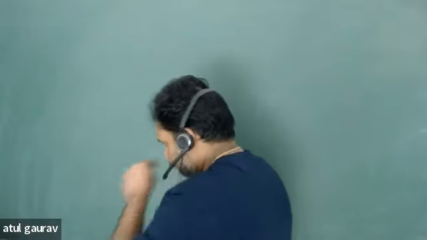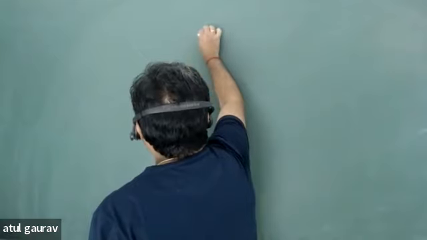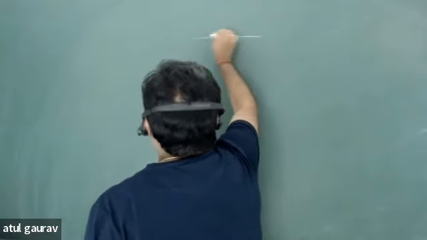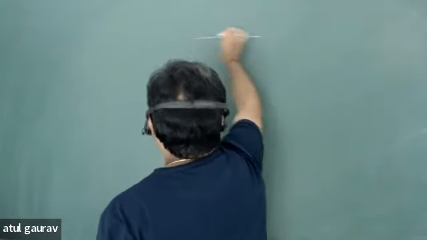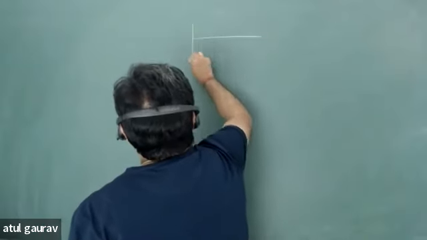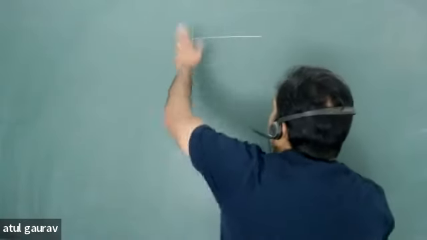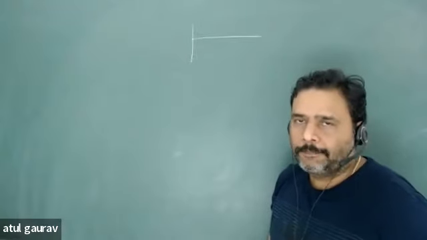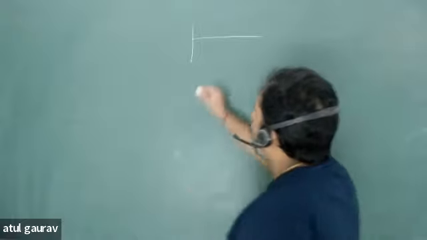See what is going to happen. Suppose this is your linear mass distribution, a rod let's say, and we have to calculate the moment of inertia about this particular edge, one edge. So you can easily calculate this, right? What will be the moment of inertia about it?